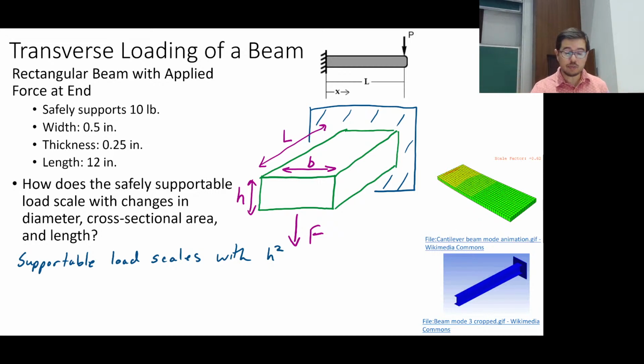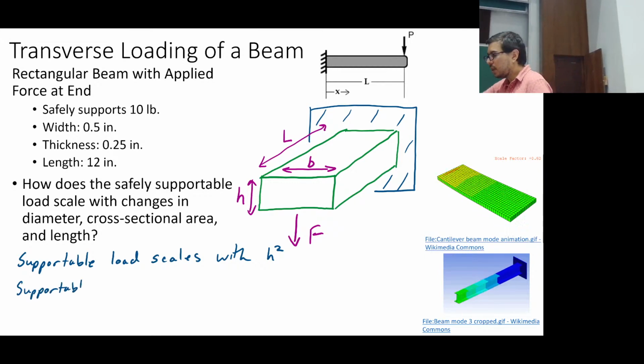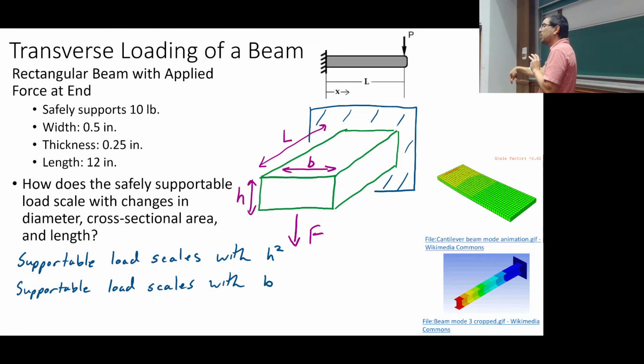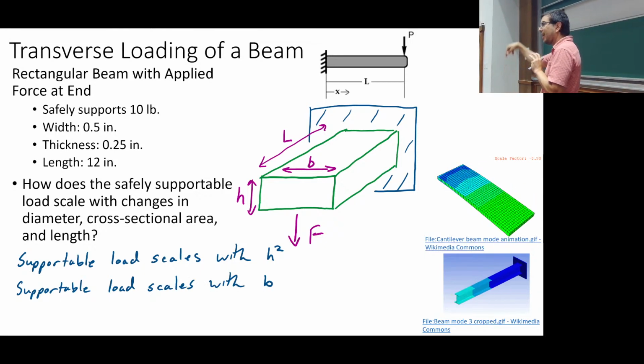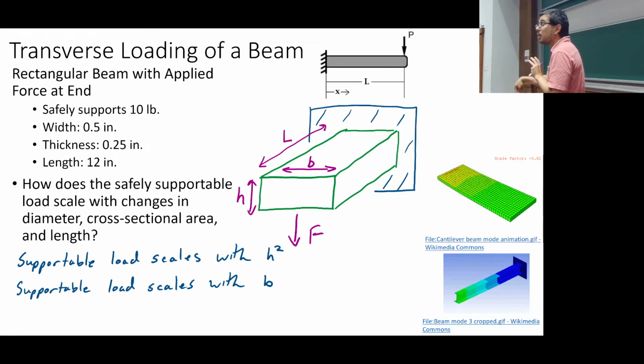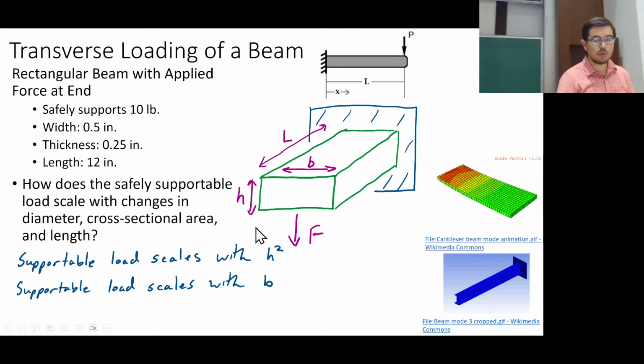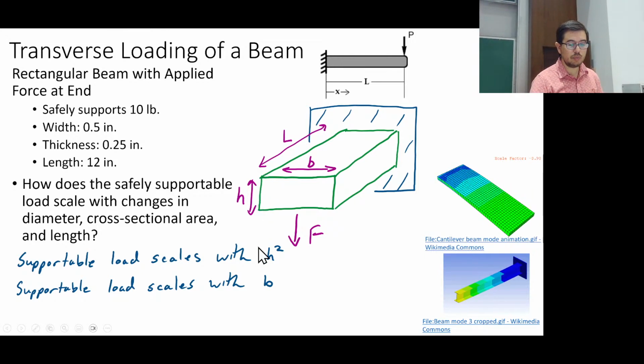It's easier to deflect. But the supportable load, if I've got a force that I'm applying at the end of the beam, and it's a transverse force, that load will scale with the thickness squared, that's h here, and it scales with the width only. So this is an interesting attribute.